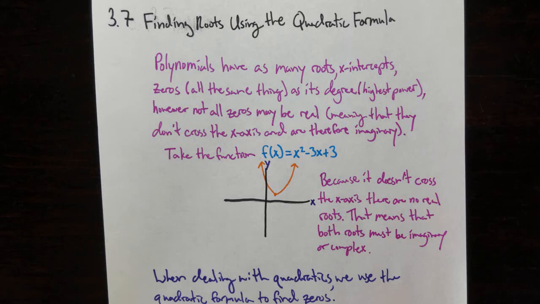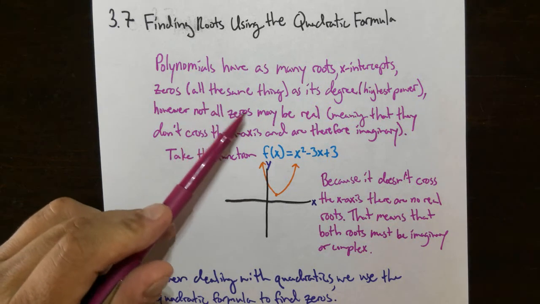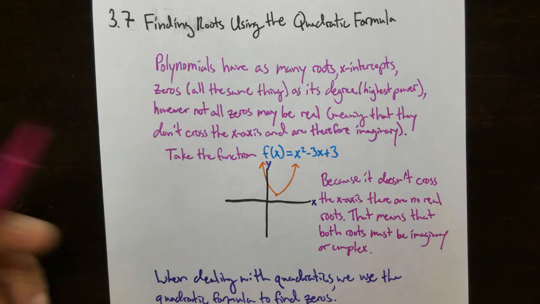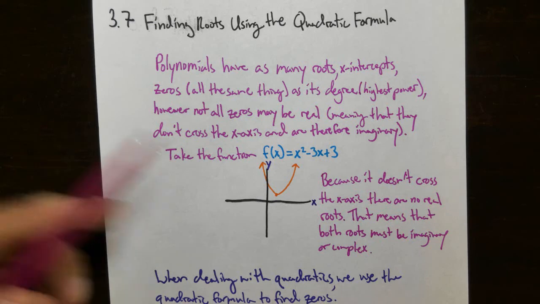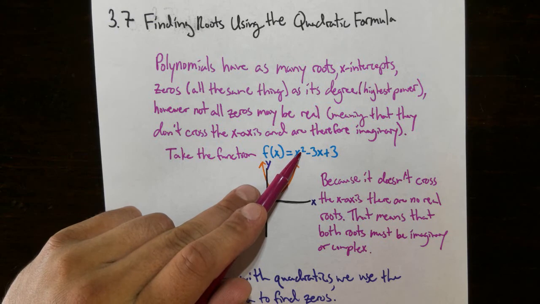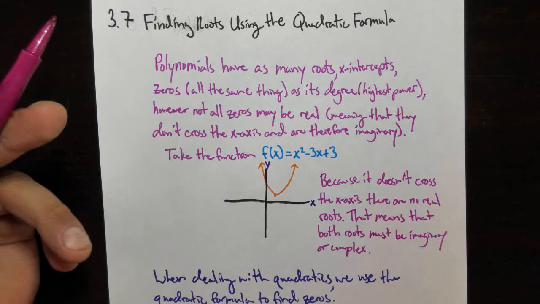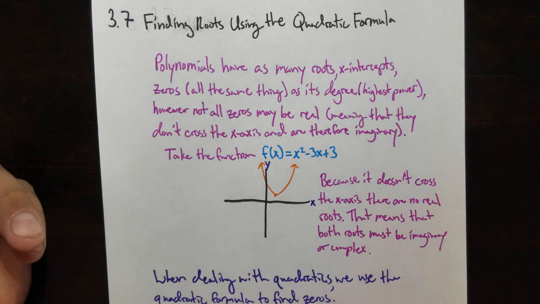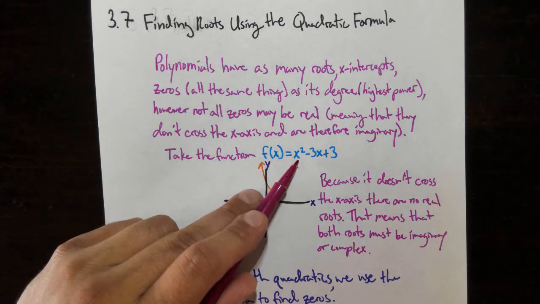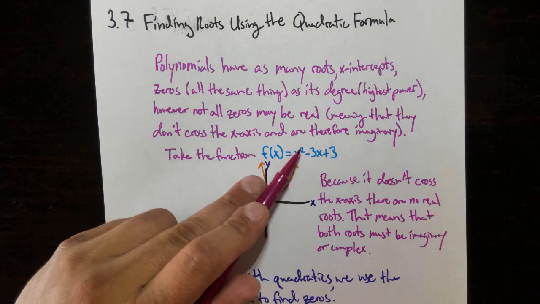So polynomials have as many roots, x-intercepts, or zeros, all the same thing, as its degree, or the highest power. We call degree whatever the highest power is in a polynomial. So for instance, this function here in blue, the highest power is 2, so we'd call this a second degree polynomial. If the highest power were 3, we'd call it a third degree polynomial, and so on. So because the degree is equal to how many roots it has, this function should have 2 roots.